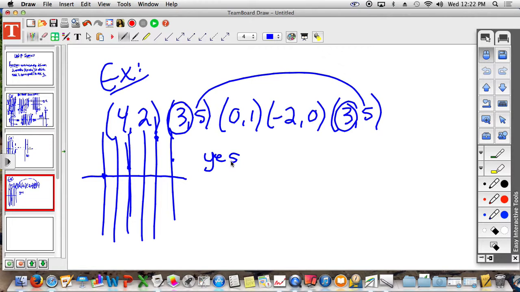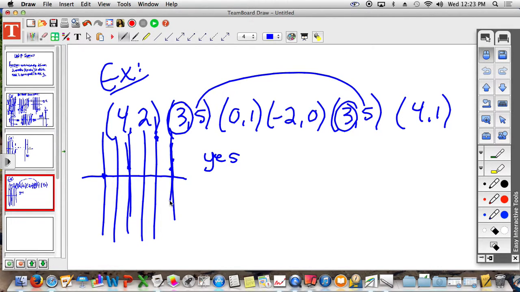Give me one value that I could add to this to make it not a function. Go ahead, Kyle. 4, 1. Very good. See, if I add 4, 1 to this, now I've added a point here. I would go over, what was the other point? 4, 2. If I go over 4 and up 1, it would put a point right here.